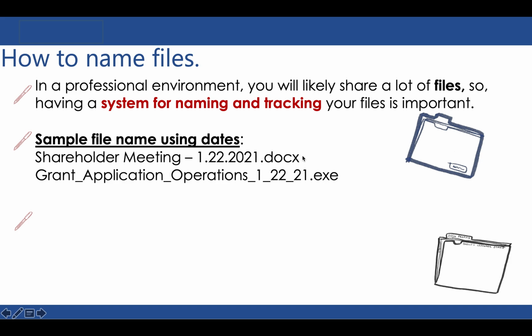We don't create this, right? The program is going to create this little handle. In this case, it's a .docx file, which designates that this is a Microsoft Word document. Similar to the grant application. Here we go. Grant_application_operations. And then I did a whole bunch of underscores with a date. .xlsx. The .xlsx here means Excel. It's an Excel workbook. So the recipient of this file can understand what they're about to open up.